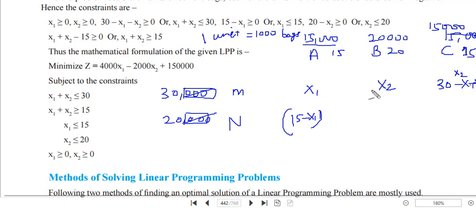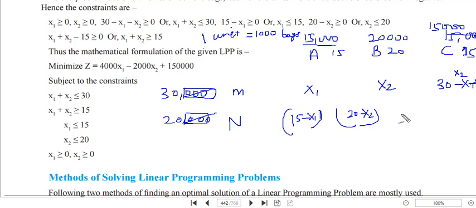Accordingly, we already have X2 units supplied from the center M. So N can supply 20 minus X2, so that it will fulfill the requirement of 20 units, right?